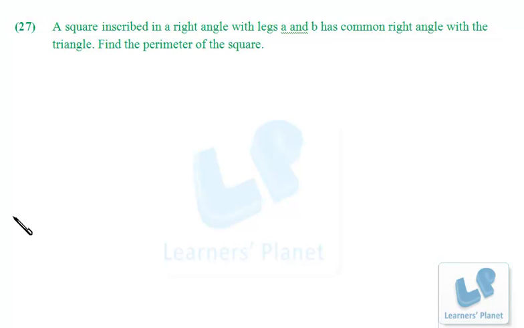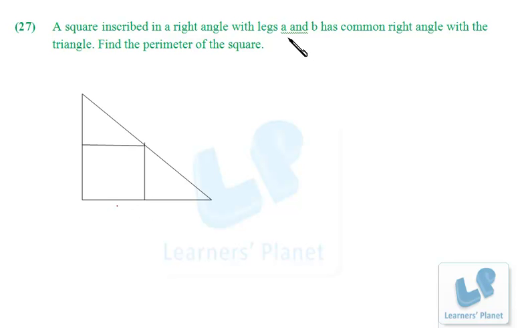Friends, let's see this problem. A square inscribed in a right angle triangle with legs A and B has a common right angle with the triangle. Find the perimeter of the square. First of all, I just draw the diagram. Now here's the diagram. The length of legs is given as A and B.